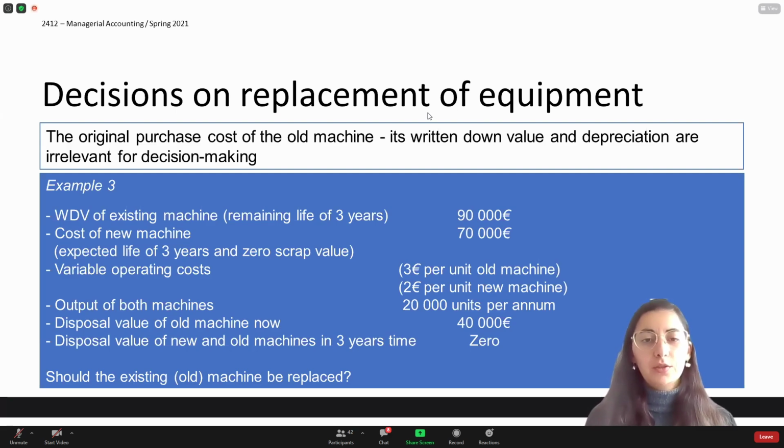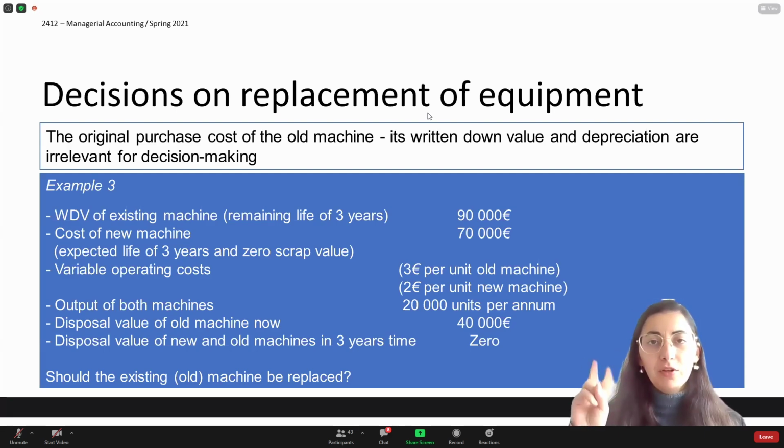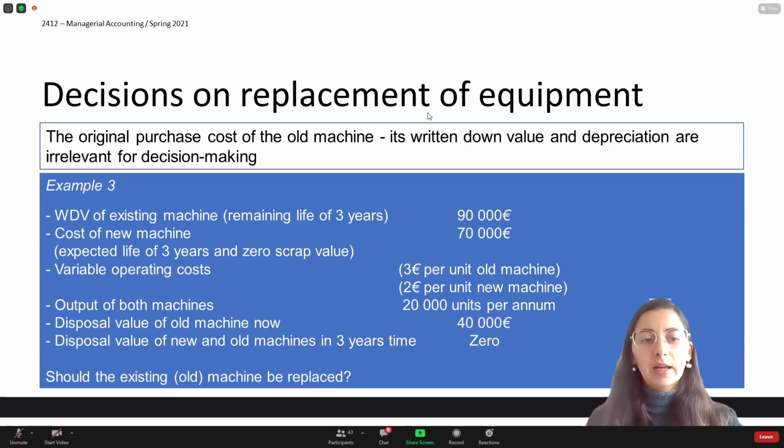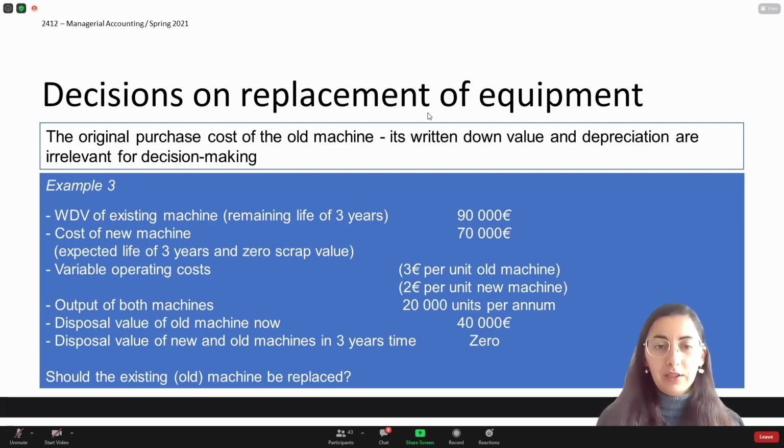We have a cost of 70,000, but if we purchase the new machine, we can sell the old one, so we will have a revenue, or a minus cost, of 40,000. So 70 minus 40. And then we will be saving in terms of variable operating costs, because the new machine is cheaper. And you'll be having these savings for 3 years, okay? So, therefore we have these 30,000 savings for the total if we purchase the new machine.